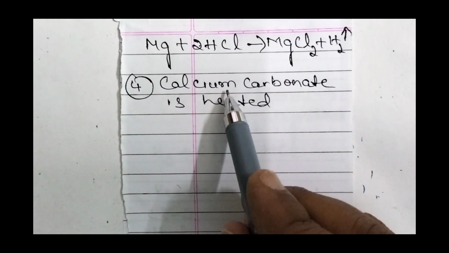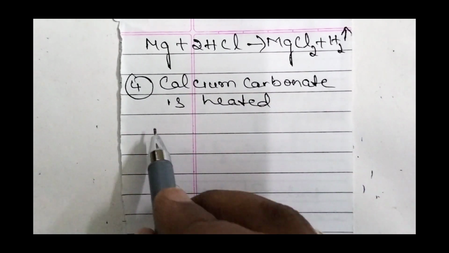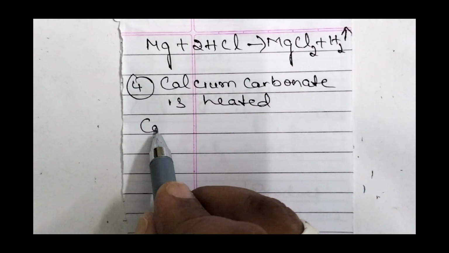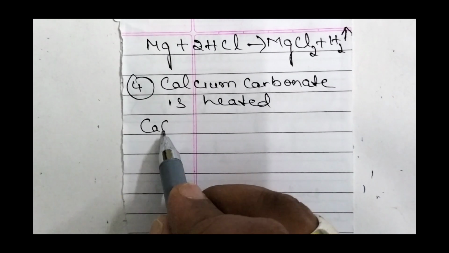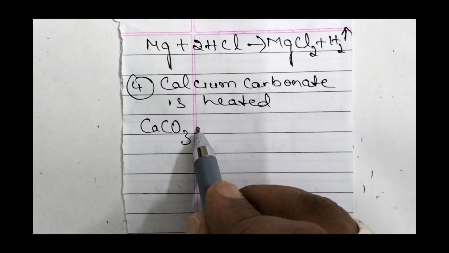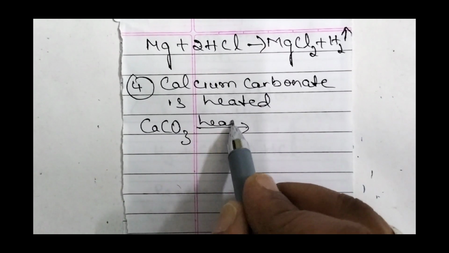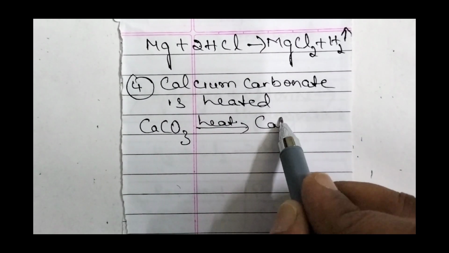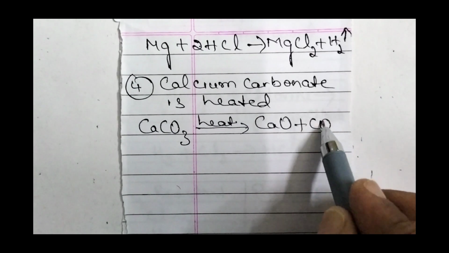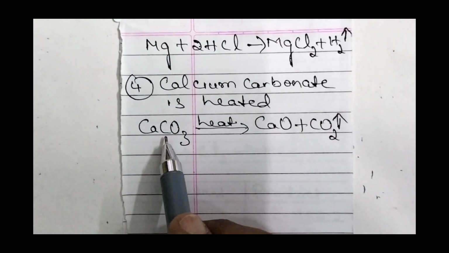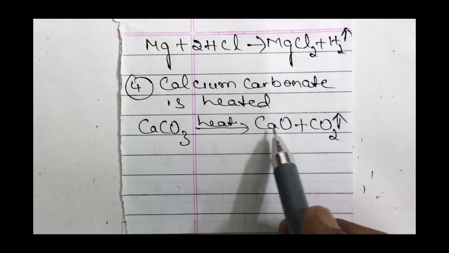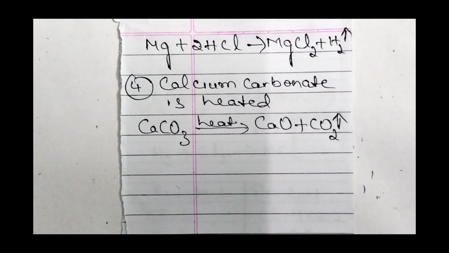Next, the fourth one is when calcium carbonate is heated. So when calcium carbonate is heated, calcium carbonate is CaCO3. When it is heated, it forms calcium oxide and liberates carbon dioxide. So CaCO3, when heated, forms CaO plus CO2. So calcium carbonate, when heated, is converted into calcium oxide and liberates carbon dioxide.